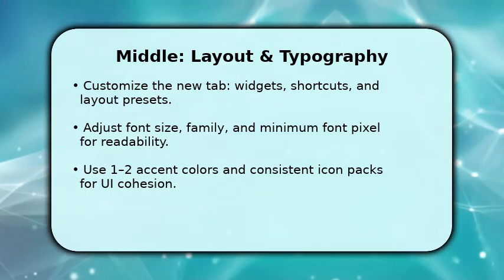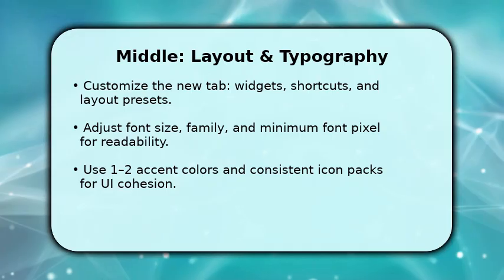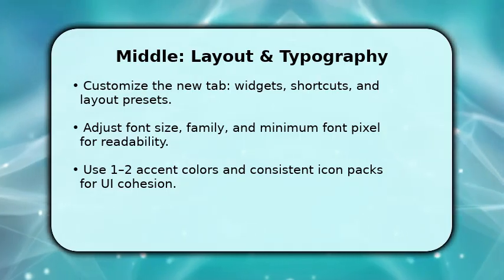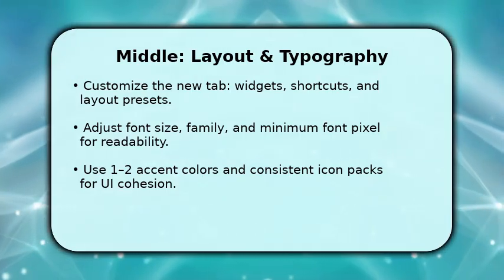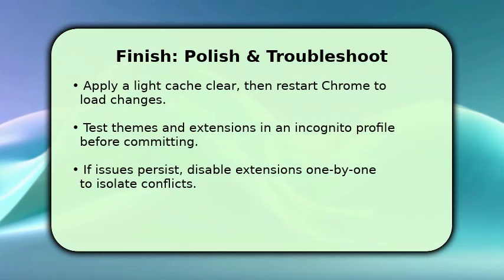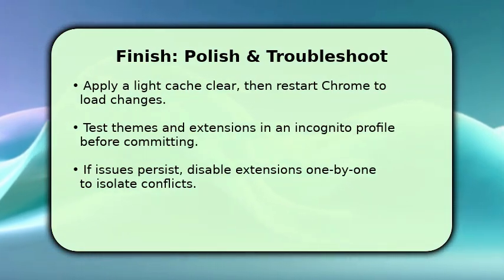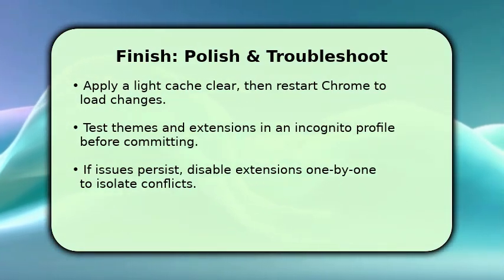Meanwhile, apply 1 to 2 accent colors and a single icon pack so the toolbar and extensions appear cohesive. Finish by polishing performance and validating choices. Clear a light cache and restart Chrome so theme assets and extensions load properly.